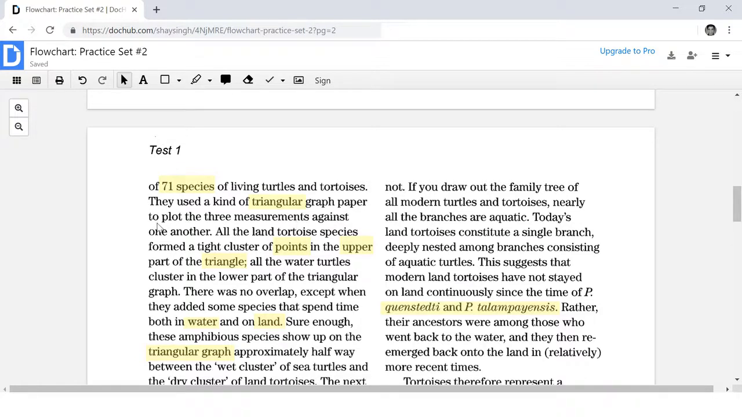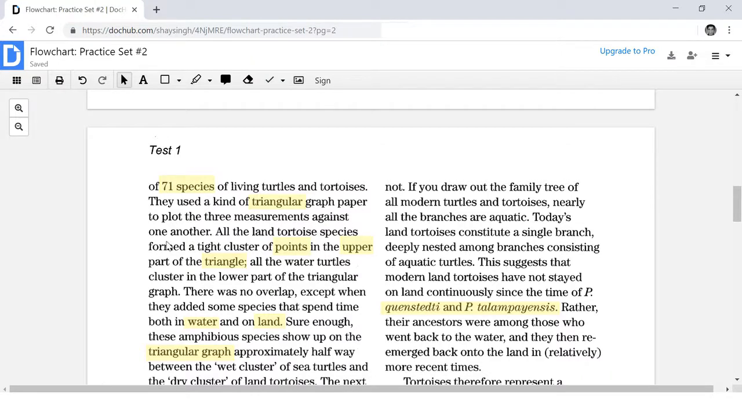Here we have the word plot. Plot is synonym language for what? Can you guess? Record. Plot is synonym language for record. Okay, so here it seems that we may find our answer around here. So what I'm going to do is read this line. It says they used a kind of triangular graph paper to plot the 3 measurements against one another.